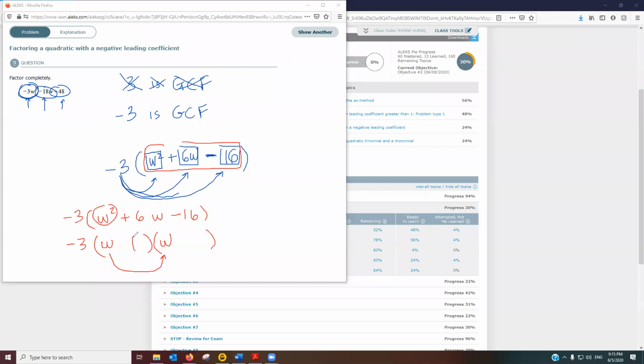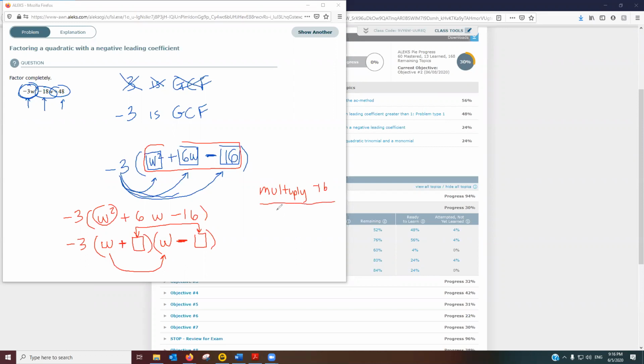Now I need two numbers back here that have to multiply to get me negative 16. So this number times this number has to get me back to negative 16. Well, if two numbers multiply and get a negative answer as a result, one has to be positive and one has to be negative. Right? The only way I can multiply two numbers and get a negative answer is if one number's positive and one number's negative.